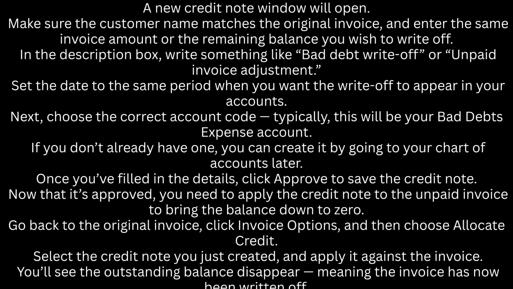Next, choose the correct account code. Typically, this will be your bad debts expense account. If you don't already have one, you can create it by going to your chart of accounts later. Once you've filled in the details, click Approve to save the credit note.